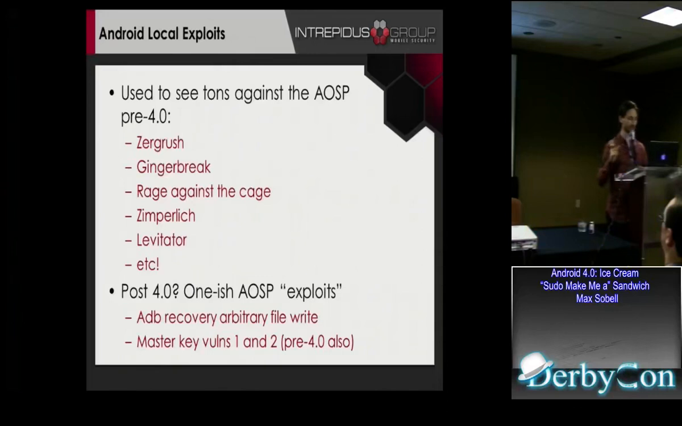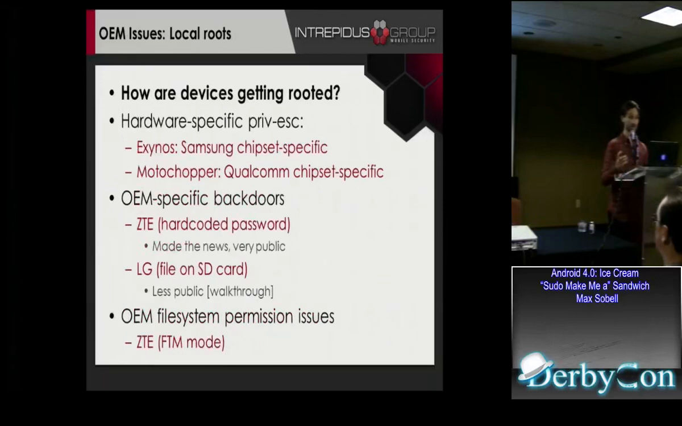So the ADB recovery arbitrary file write was definitely like a universal Android open source project error. It was a race condition, and it would allow arbitrary file writes, which you could leverage into root. The master key vulnerability affected 4.0, and it was discovered when 4.x was the latest version, but I think it went way back to like the beginning of Android. So that one is the ish part. It doesn't really count. So how are devices getting rooted?